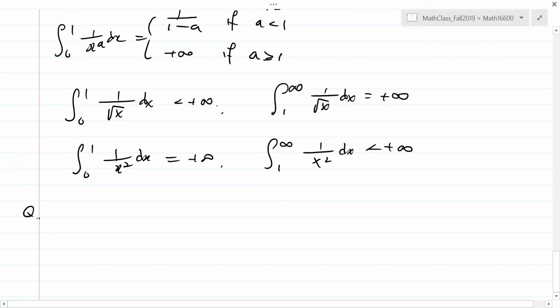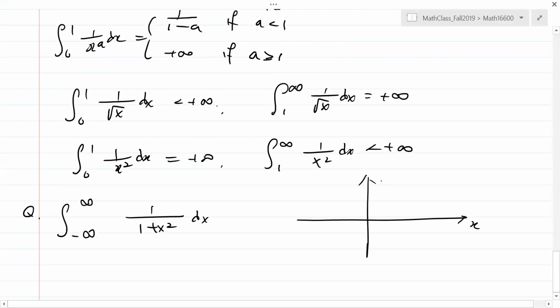All right, so now let's take a look at this integral. If you draw the picture, it's a symmetric, even function. When x equals zero, the value is one, and it goes like that. It's symmetric about the y-axis.